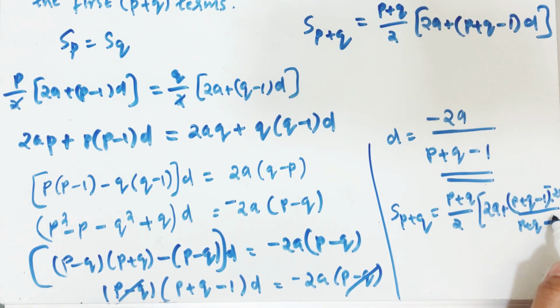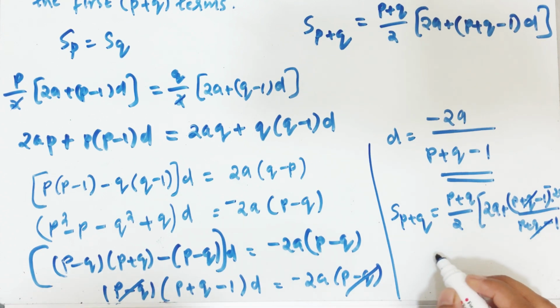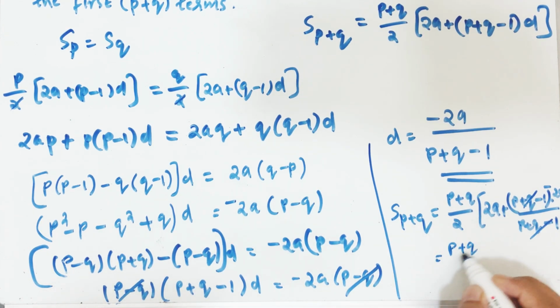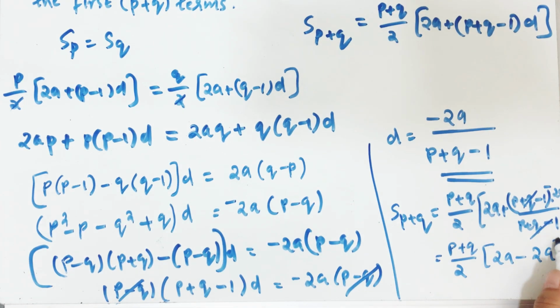Here p plus q minus 1, p plus q minus 1 gets cancelled. This is equal to p plus q by 2 into 2a minus 2a, which is 0, which is equal to p plus q by 2 into 0, which is equal to 0. Therefore the sum to p plus q terms is 0.